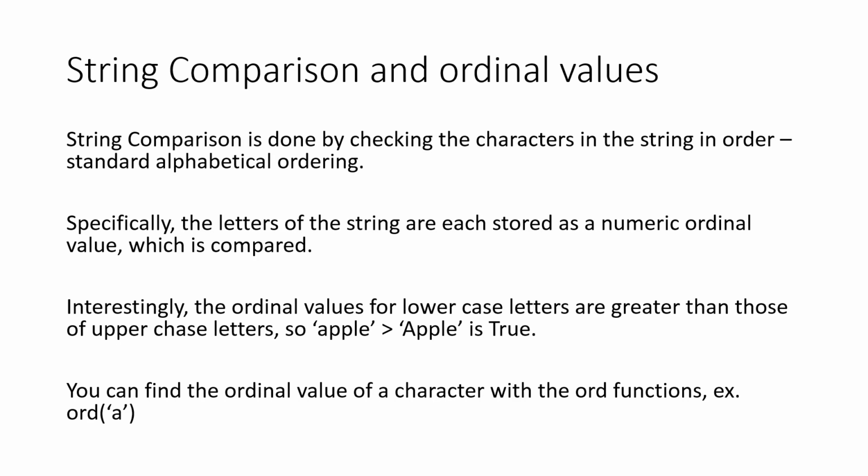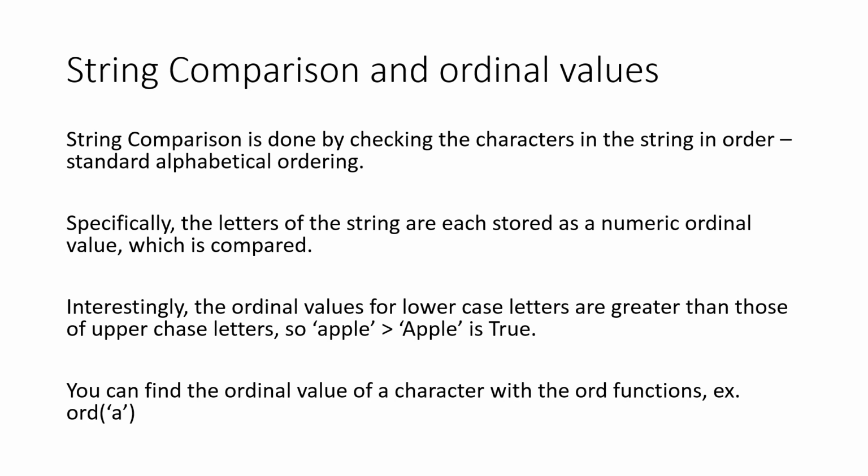Now, strings can also be used in comparison with Boolean values, in the same way we can do, for example, numerical comparison to find a Boolean value. String comparison is done by checking the characters of the string in order, which follows standard alphabetical ordering. So aardvark would appear before apple, and apple would appear before ball.